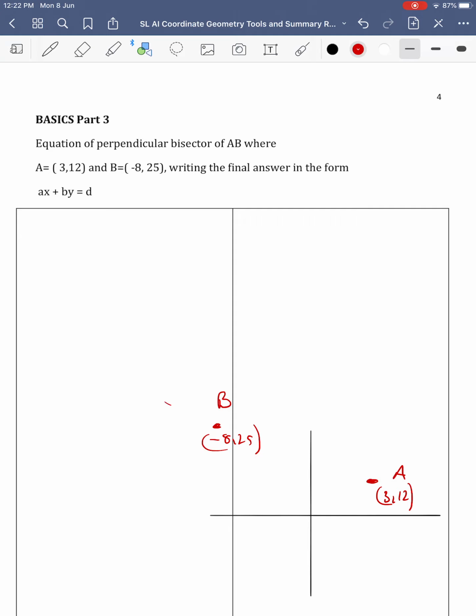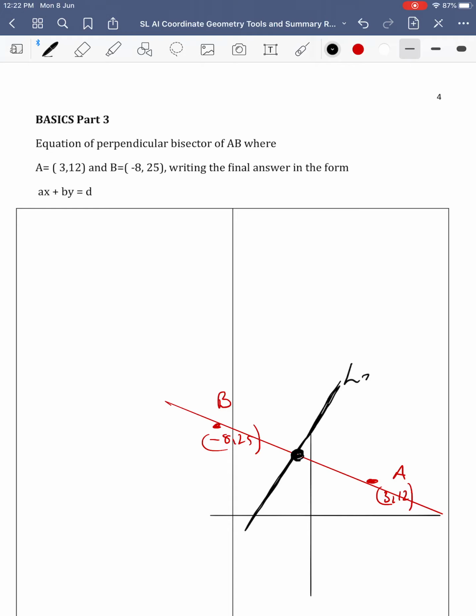Let's just make sure we've kind of got it roughly. Okay, so that's a good start. So we want the equation of the perpendicular bisector of AB. It's a bit of a mouthful. So bisect means chop in half, so we need the halfway point of AB. And perpendicular means the line looks like this, at right angles. So this is the equation we're trying to find, the equation of this black line.